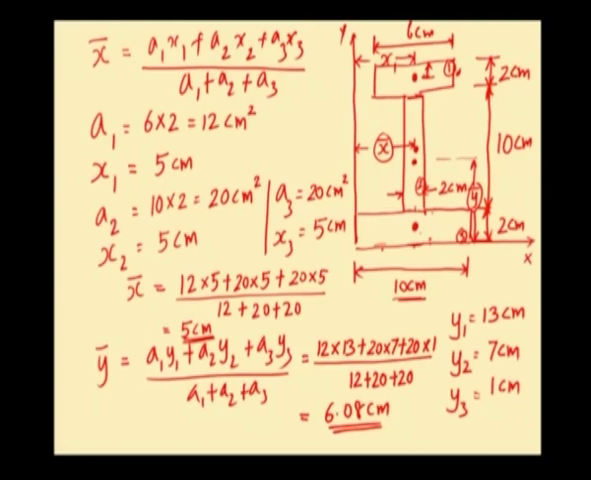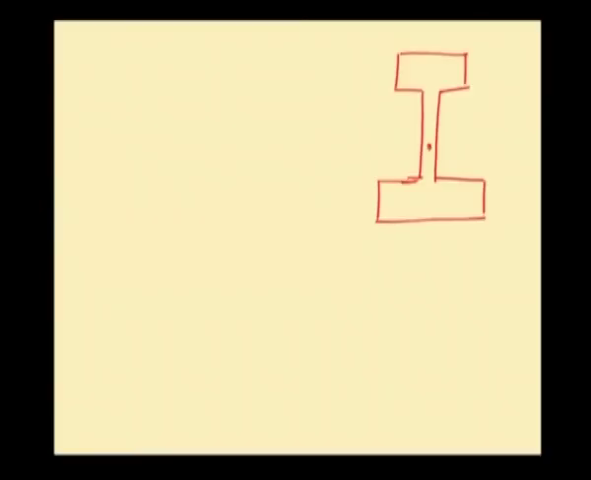Now, we have found out the x bar and y bar value, that is x and y coordinates of the CG of the given I section. Now, let us calculate the moment of inertia of the given I section about its centroidal x and y axis. So, this is the CG of the I section. This distance is calculated as y bar. The value of y bar is 6.08 centimeter. So, this remaining distance will be 7.92 centimeter.